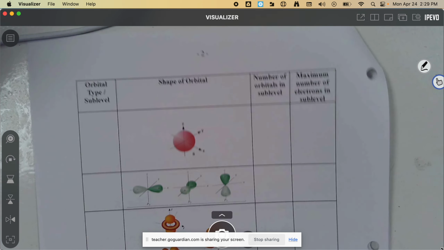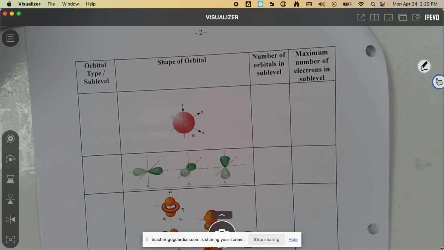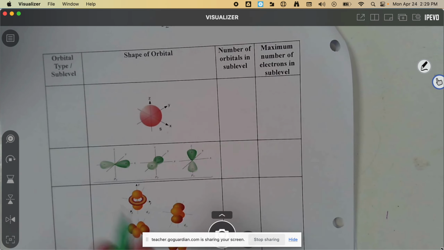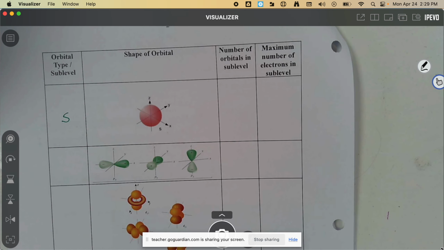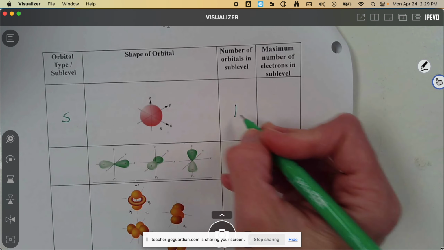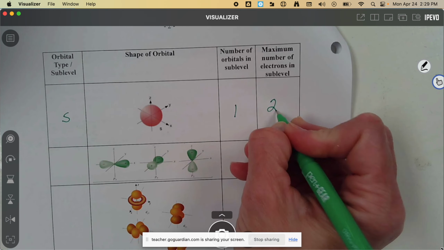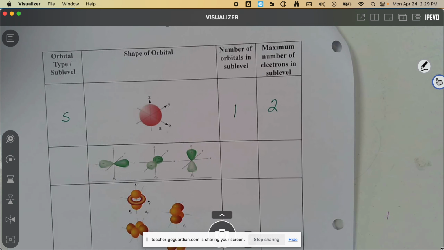These orbitals happen to have a variety of shapes. We didn't pick the shapes. They're the shapes that we get when you solve Schrodinger's equation. S orbitals are spherical. They come in sets of 1, and at 2 electrons per orbital, you can have 2 electrons in the S sublevel.